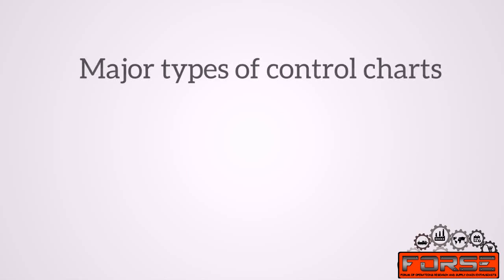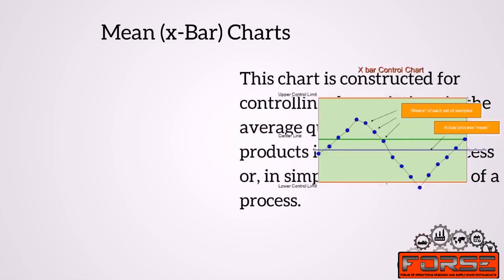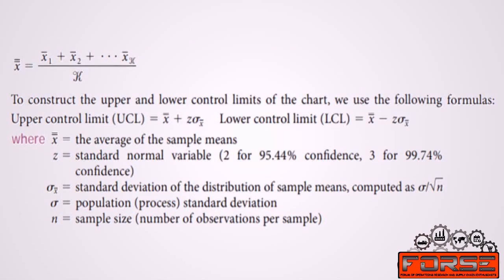Major types of control chart are X bar and R chart, P chart and C chart. First, we see what is a mean or X bar chart. This chart is used to control the variations in the average quality standard of the products. To construct this chart, we first compute the individual sample means. Then, we take the average of all the sample means to finally construct the central line. To construct the lower and upper limits of the chart, we use the following formulae.